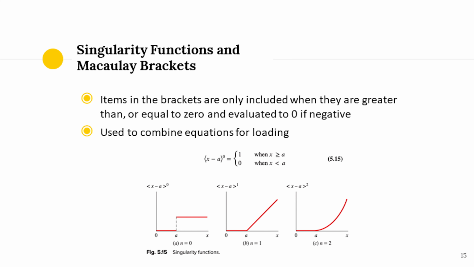In other words, if the values in the bracket are negative, treat that part of the expression as a 0. If it's greater than or equal to 0, then replace the Macaulay brackets by parentheses. By using this, we can combine the equations for each section of the beam into one.